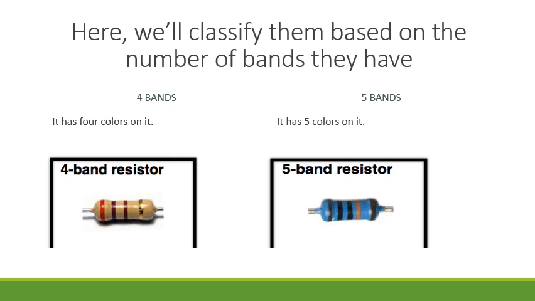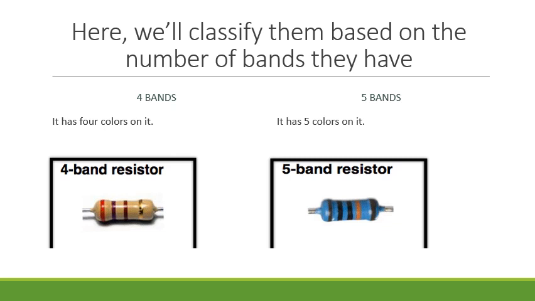So now, what do I mean by 4-band resistor? The 4-band resistor has 4 colors on it. You can see on the left, that's 4 colors on it: red, violet, brown, and gold. You can see that. We also have the 5-band resistor. It has 5 colors on it. You can see brown, black, orange, then brown.